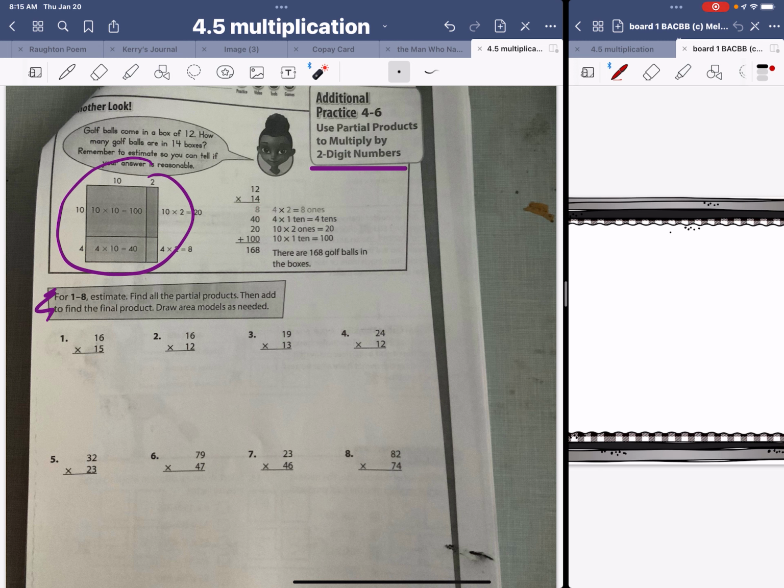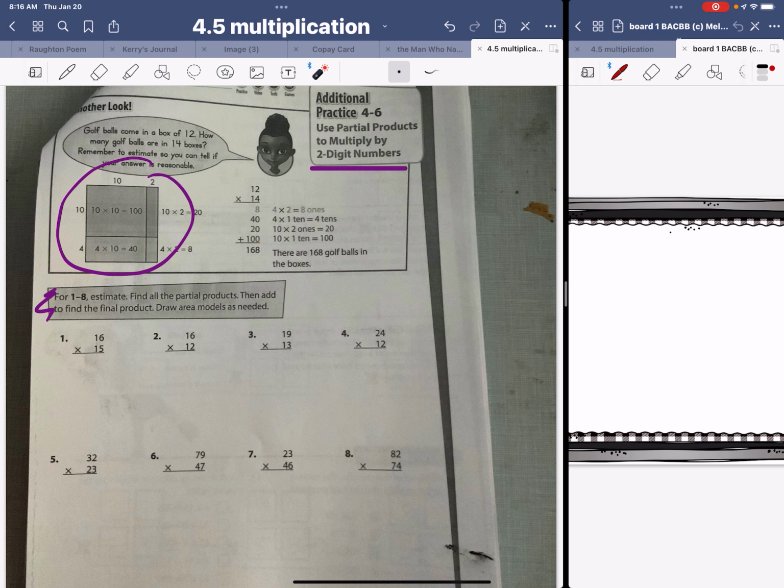So these are partial products too. 8 is a partial product because 4 times 2 is 8. 40 is a partial product because 4 times 10 is 40. 20 is a partial product because 10 times 2 is 20. And then 100 is a partial product because 10 times 10 is 100. And then we have to add all of these up.